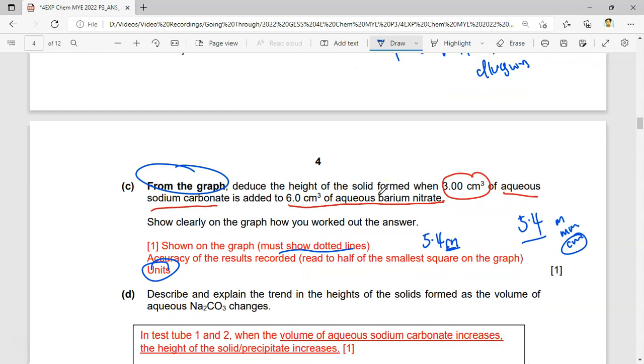Okay, next part D, describe. So there's two things, describe and explain. Okay, a lot of people are able to describe the trend because after they draw it out, they can describe the trend. But the explanation part is the thing that's missing in many of your descriptions.